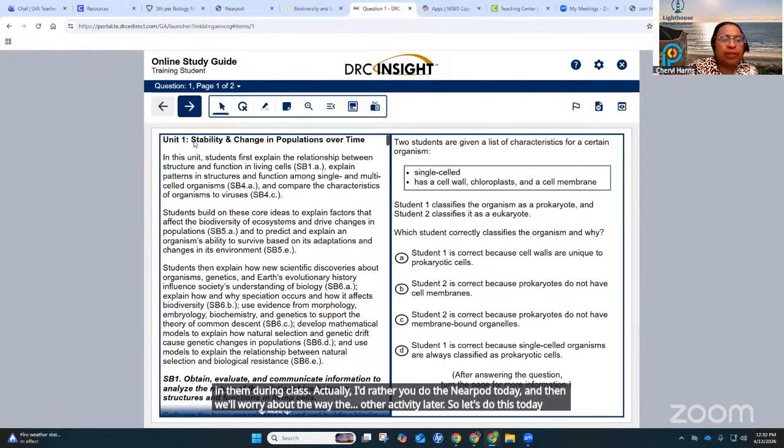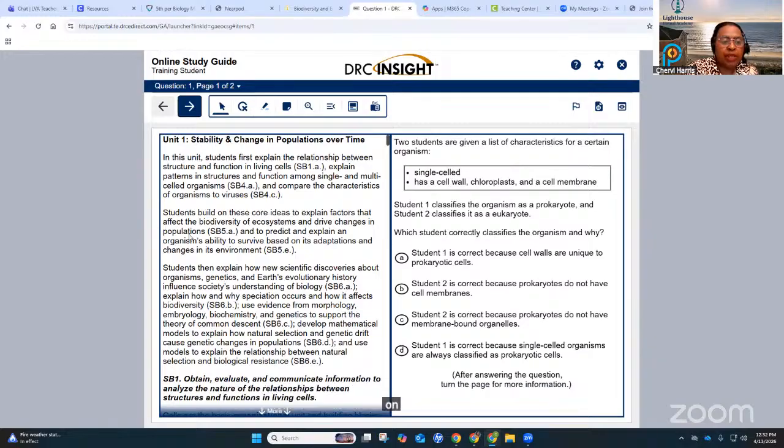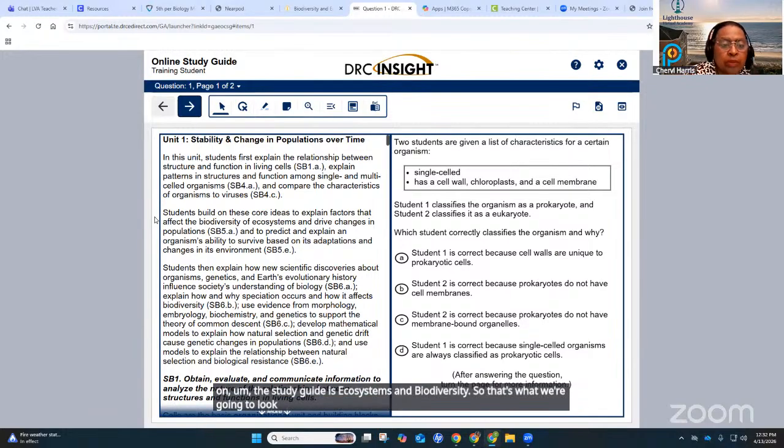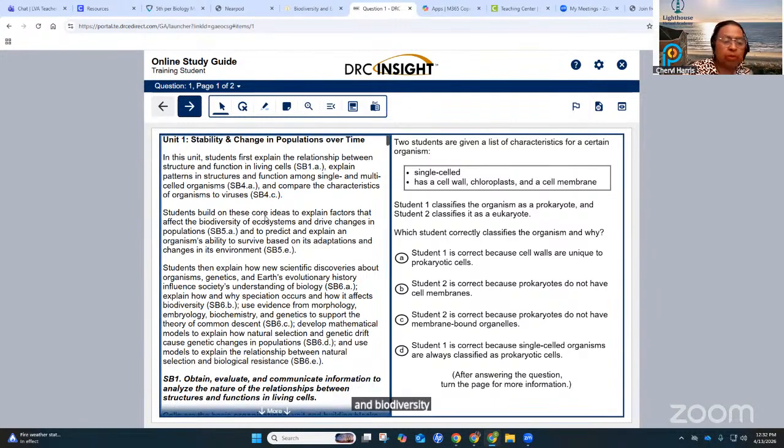So today the first topic on the study guide is ecosystems and biodiversity. So that's what we're going to look at. That's what our Nearpods are going to be about today.